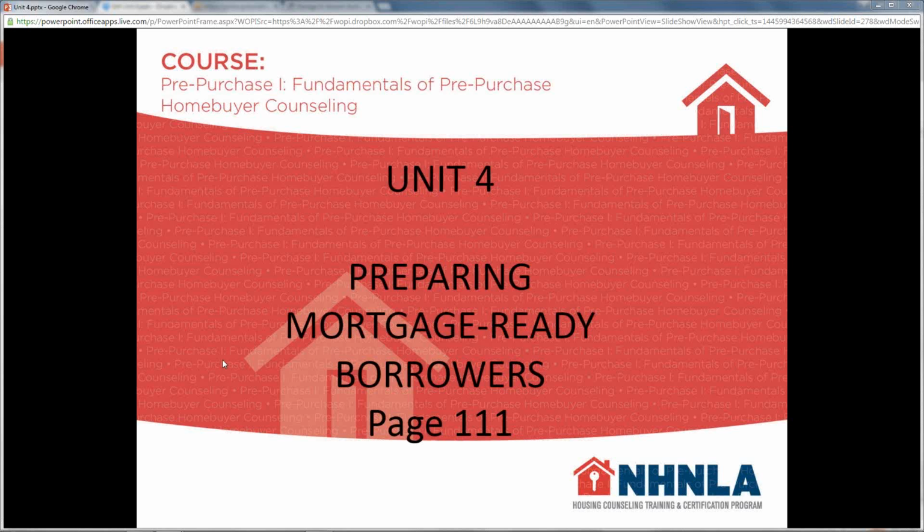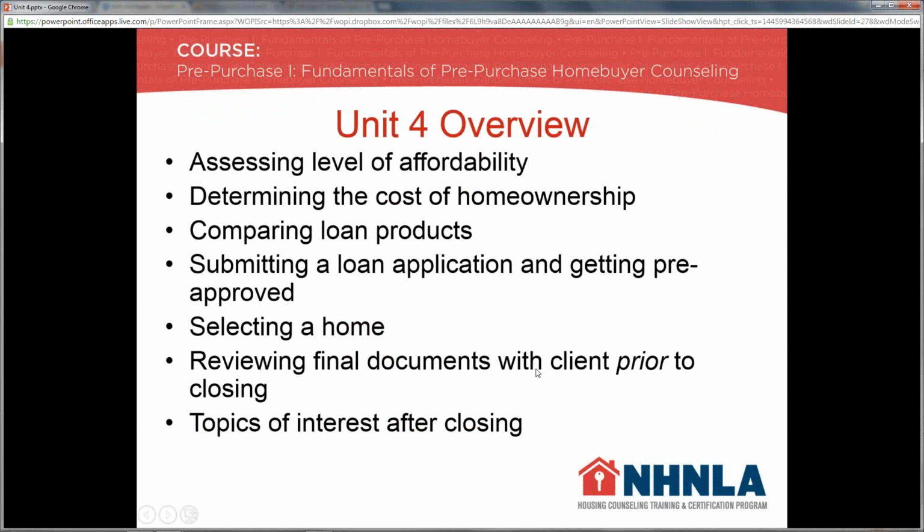In Unit 4, we will discuss how to prepare mortgage-ready borrowers. This unit includes how to assess a client's level of affordability, determining the costs of homeownership, comparing loan products, submitting an application and getting pre-approved for a mortgage loan, selecting a home, reviewing final documents with your client prior to closing, and topics of interest to cover after closing with your clients.